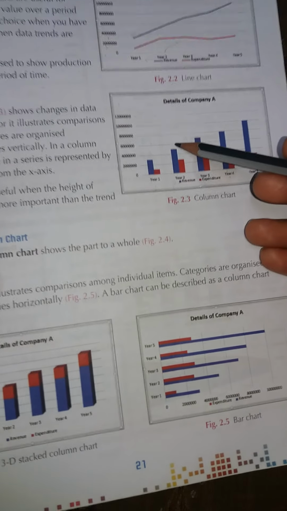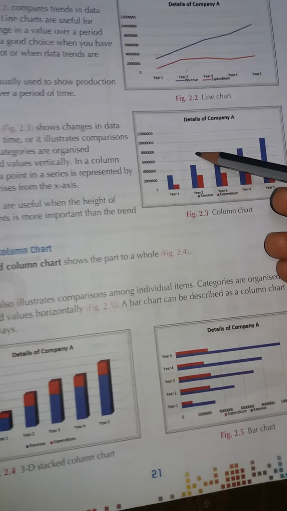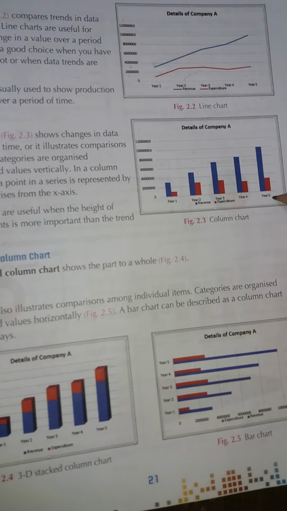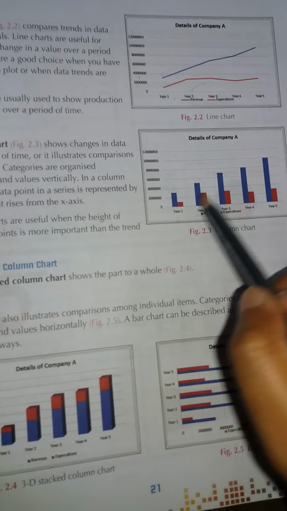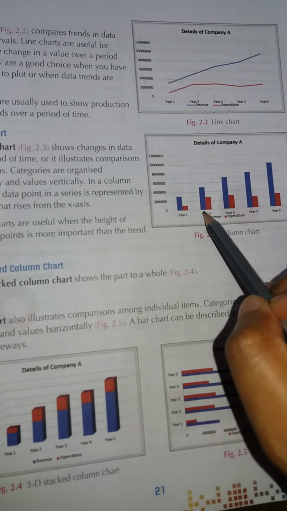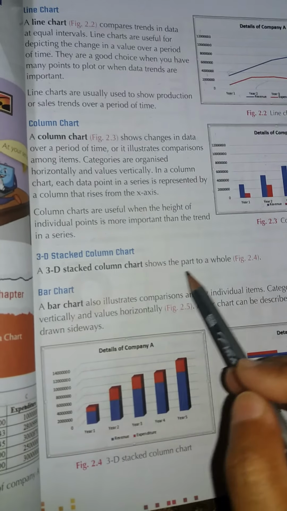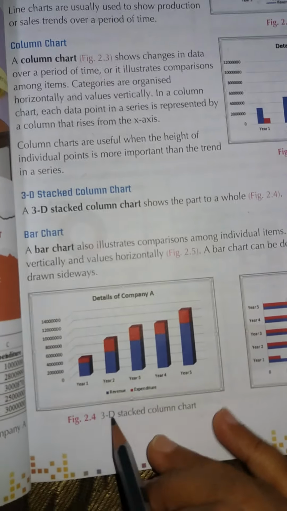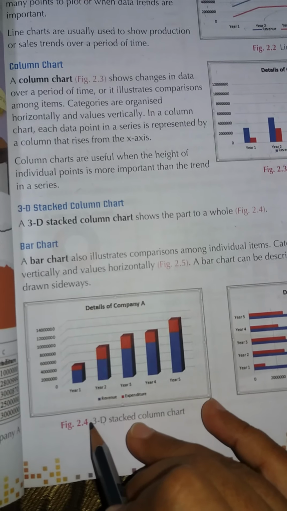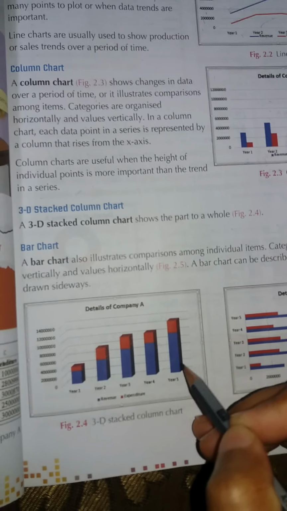To show the height, how much it is trending. So from this chart, you can easily compare the trend, how much increase came in this product. 3D stacked column chart. A 3D stacked column chart shows the part to a whole as in figure 2.4. This is 3D stacked chart. It's the same as a column chart, but it's a 3D stacked chart due to its shape.